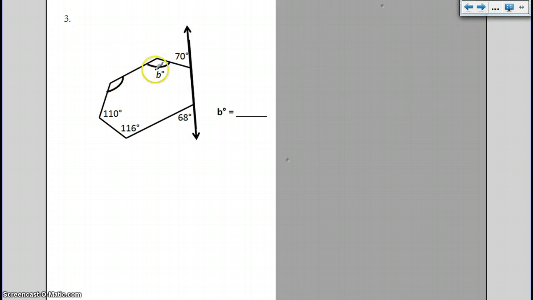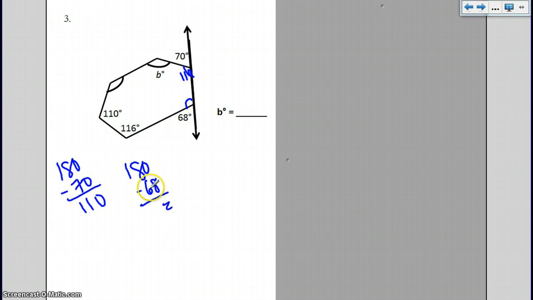Here I have two congruent angles. I have an interior angle here I can find, and an interior angle here I can find. 180 minus 70 gives me 110, so that's 110. And then 180 minus 68 gives me 112. Now I have to figure out these two, right?